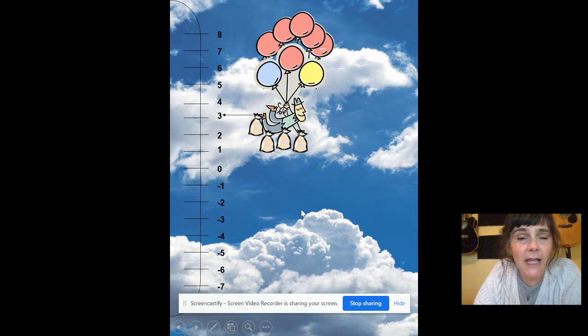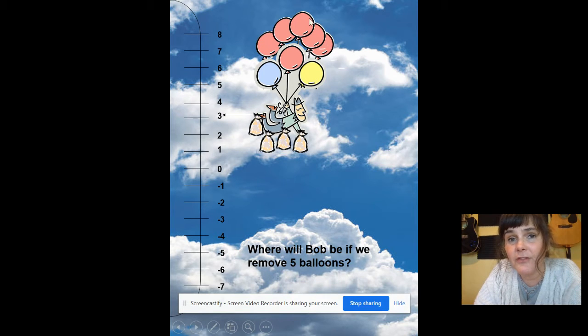All right, here's Bob again. Bob starting at 3. Bob is removing 5 balloons. So this is kind of like 3, and since balloons are positives, it's kind of like 3 minus 5. Think to yourself, are we going to go up or down? If balloons hold us up, positives go up. So if we take them away, we're going to go down.